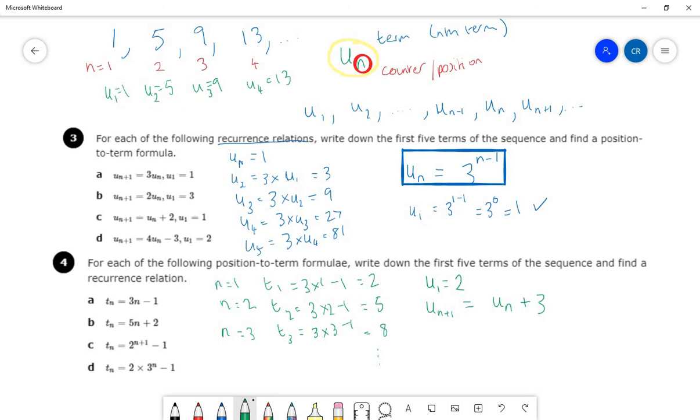So the real thing with the notation is that the n's are counters. They always start at 1 and go up in ones: 1, 2, 3, 4, and it just tells you what position you are in your sequence. Whereas the un's and the tn's are the terms in the sequence. Okay, I hope this helps. If you've got any further questions, please do ask.